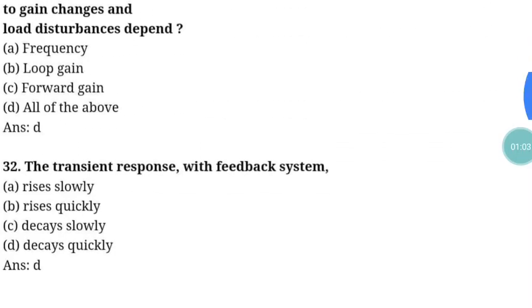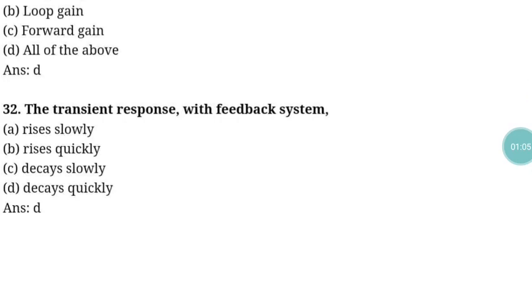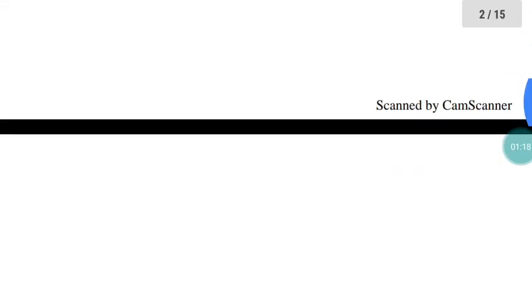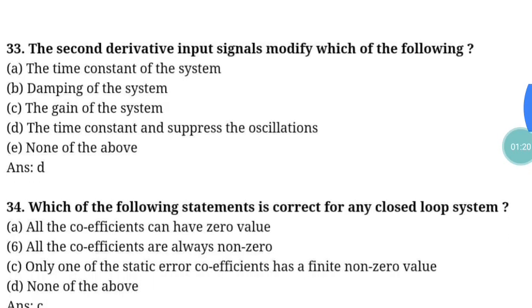Next, question number 32. The transient response with feedback system decays quickly. Correct answer is option D. Question number 33. The second derivative input signals modify which of the following? The second derivative input signal modifies the time constant and suppresses the oscillations. Correct answer is option D.